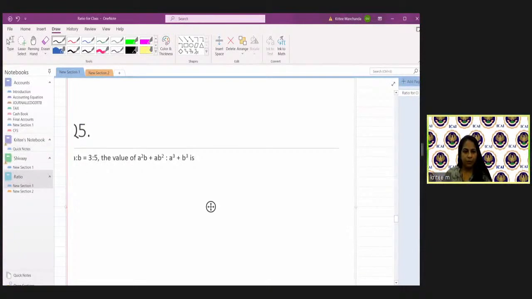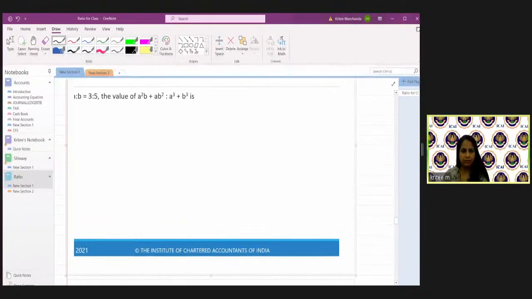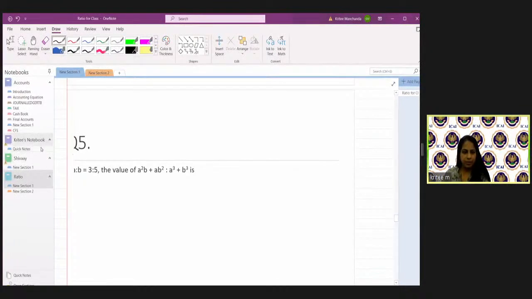Okay. Very quickly, let's go for the next one. It says A is to B is 3:5, and I have to find the value of this ratio. So if A is to B is 3:5, I have to find the value of this. Those who are good in algebra would be loving it. We use certain formulas here, algebraic formula.